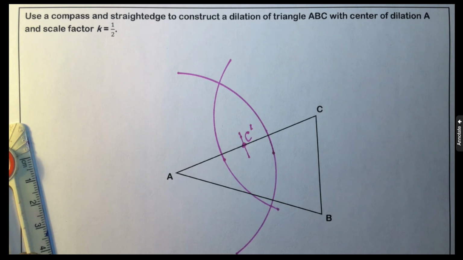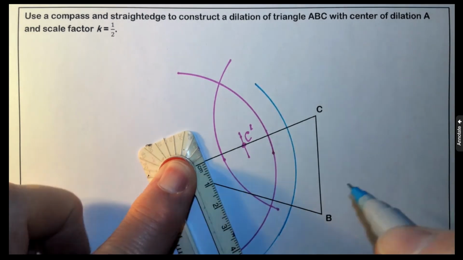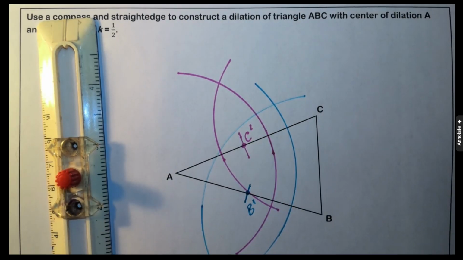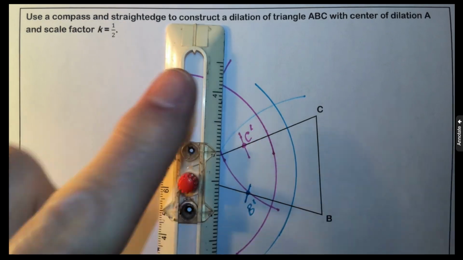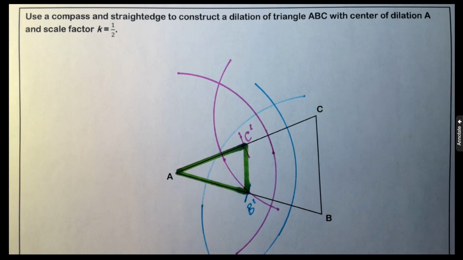Now, I'm going to keep going by constructing the perpendicular bisector of segment AB. That will tell me the location of B prime. So you can see that the distance from A to B prime is half of the distance from A to B. Now, I'm going to construct my image, or draw my image. Each side of triangle A, B prime, C prime has a length that's half of the length of triangle A, B, C.